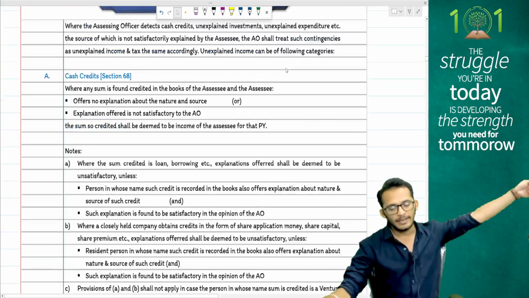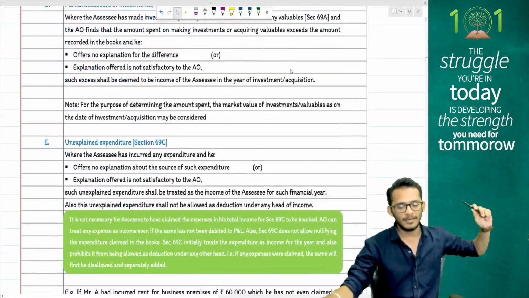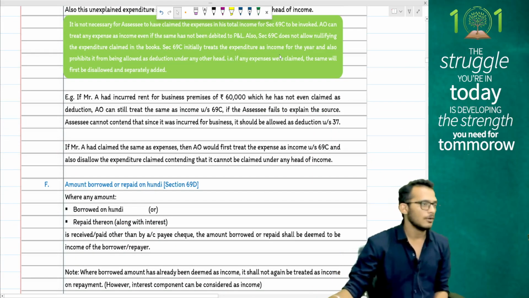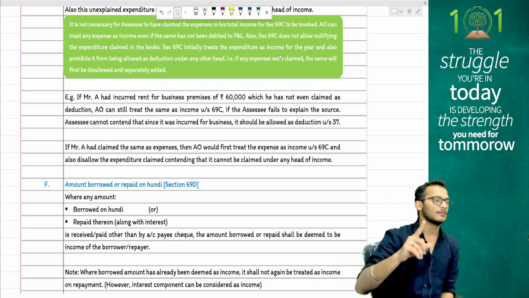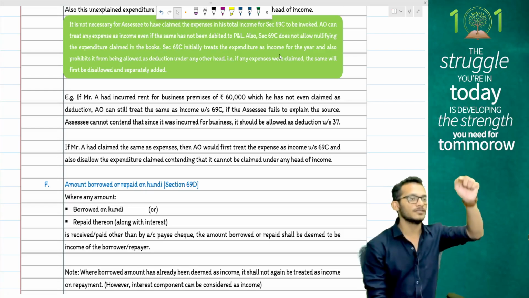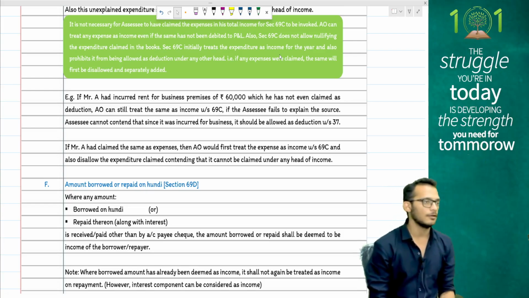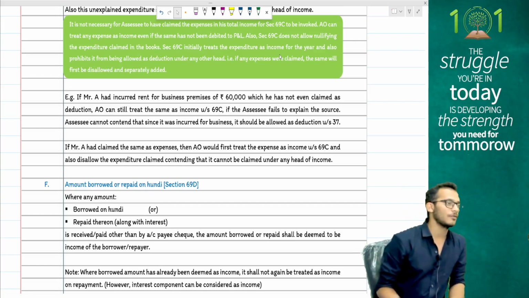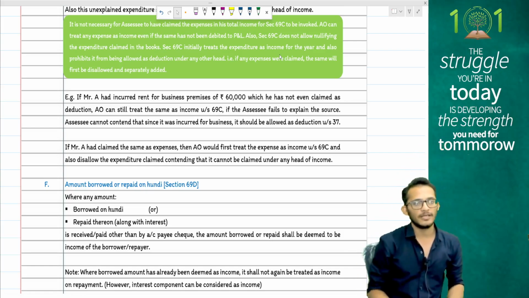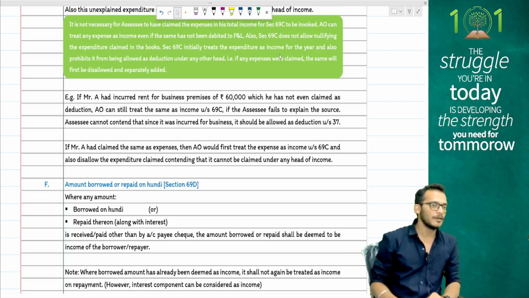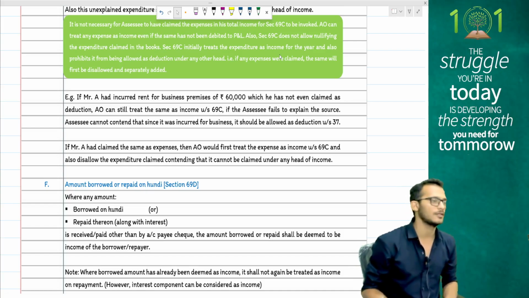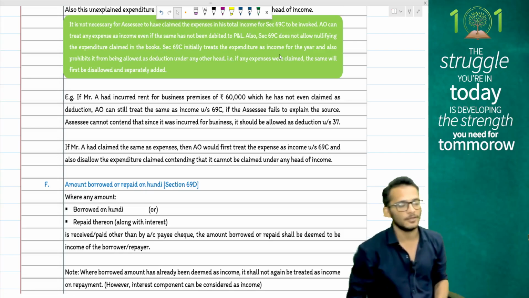Types of unexplained income: cash credits, unexplained investments, unexplained money, partial disclosures, unexplained expenditures, and finally amount borrowed and repaid on hundi. To be noted here, that when it comes to unexplained cash, officer may ask you for the source of not just yours but also your partners. If assessing officer asks you the source of your partners and you are not able to explain the source of their money, you will also be taxable for that money. You can eventually collect it back from the partners, but you will have to pay the first tax on this. So you are not just responsible for your own source, you're also responsible for your owner's sources.